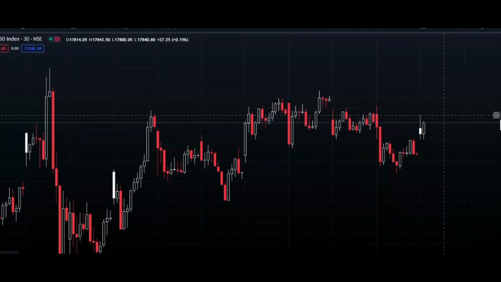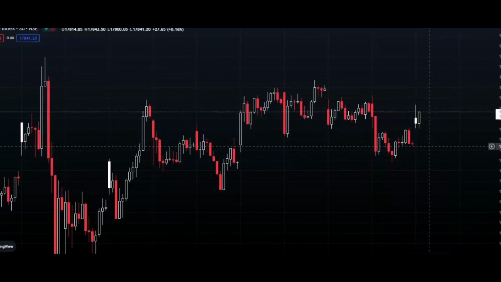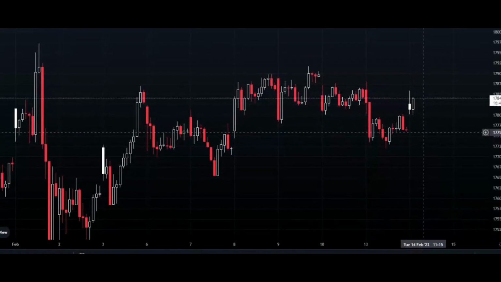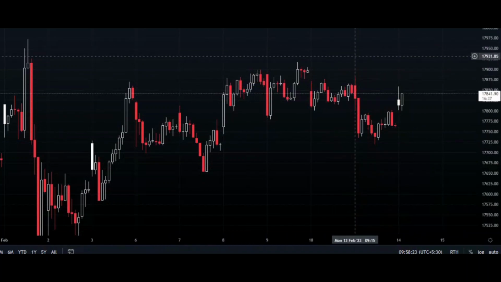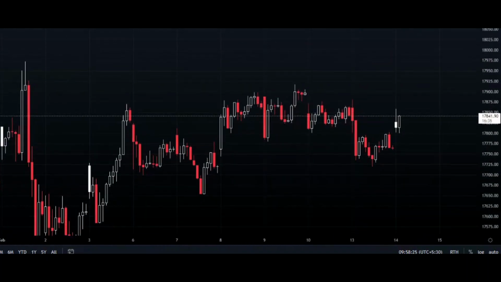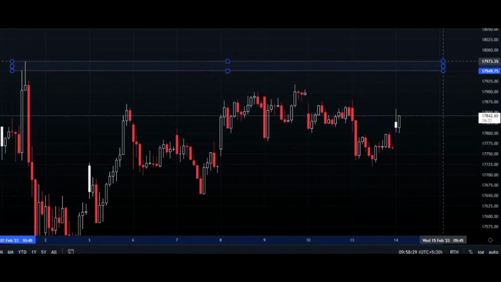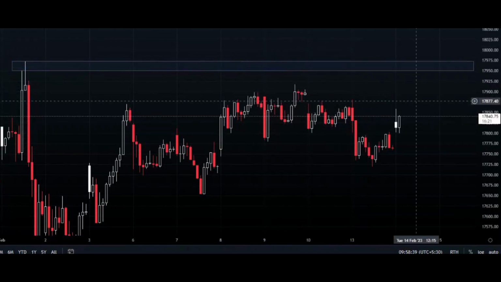So the market has opened up about 45 minutes back. This is the 30-minute chart of Nifty. Let's go ahead and see how we can draw the support and resistances on this chart. So the major resistance would be around this zone, this area, 17,950 to 17,975. This is going to be the major resistance.